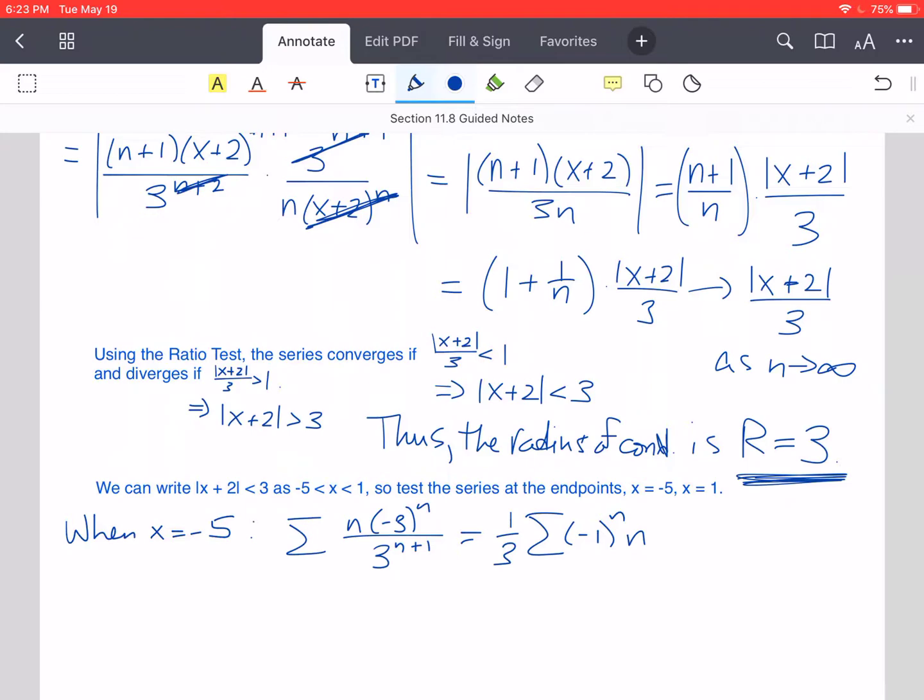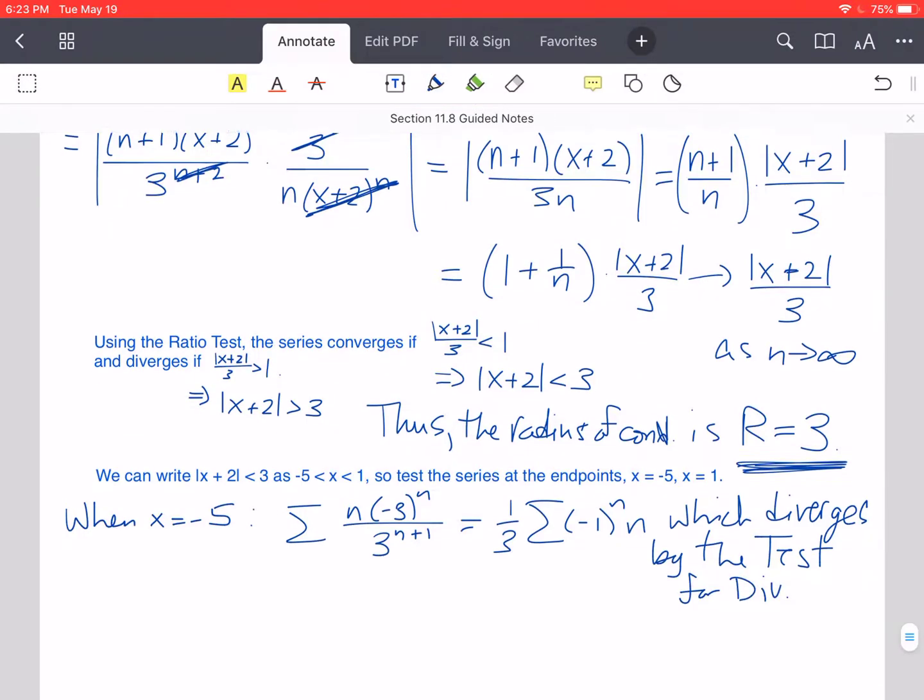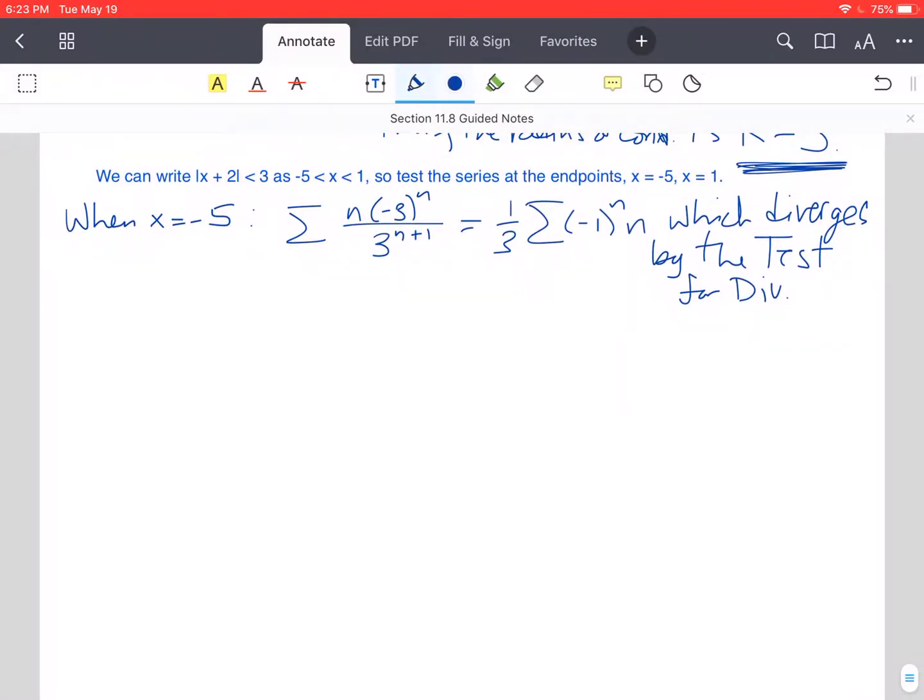And then this one, as n goes towards infinity, this is just going to keep growing and growing and growing. We can test this using the test for divergence, so which diverges by the test for divergence. Okay, so that's when x equals -5. So then let's check the other endpoint. So when x equals 1, we get the sum of n times 3 to the n, since x plus 2 is 3, over 3 to the n plus 1.